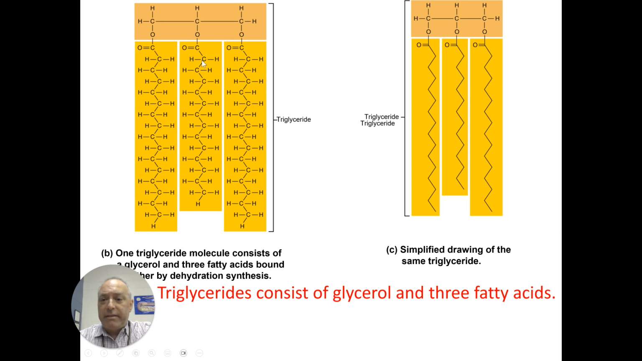Now you can write them like this: C C C C C C C C C C. Or you can get a little lazy and write it like this with these lines. They both mean the same thing. The hydrogens are kind of assumed. It's a simplified drawing, so you don't have to write all these letters out.